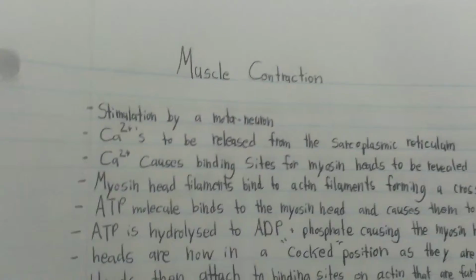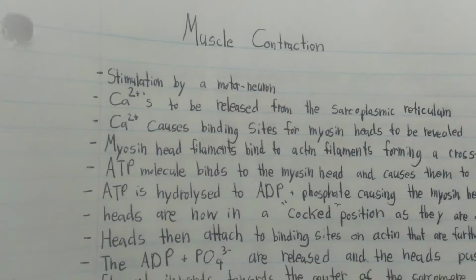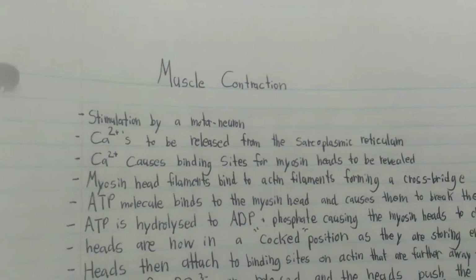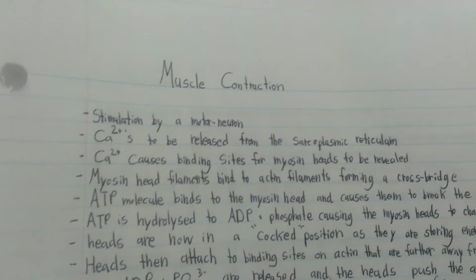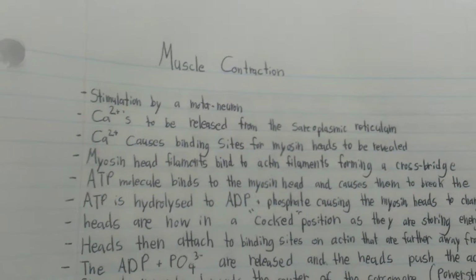Okay, so muscle contraction obviously begins when it's stimulated by the motor neuron. The stimulation by motor neuron signals the muscle that it's time to contract. Let's do it. So the signal is given, it's stimulated by a motor neuron, okay?